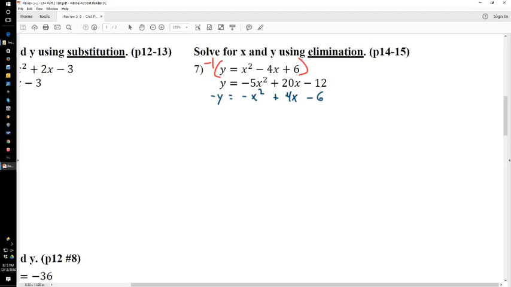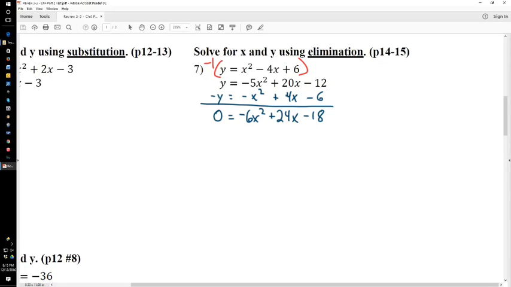Okay? So, y minus y is 0. Good, the y is gone. That's what we were trying to do, is eliminate a variable. -5x squared minus x squared is -6x squared. 20 plus 4 is 24x. And then -12 minus 6 is -18.